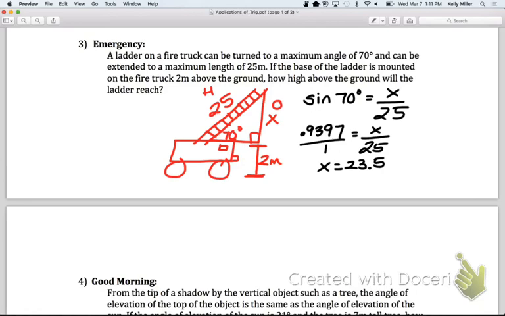So Riley, remember to do that. So this length right here is 23.5 meters. But it already is starting 2 meters above the ground, which means I have to add that extra 2 to it to get 25.5 meters. Good.